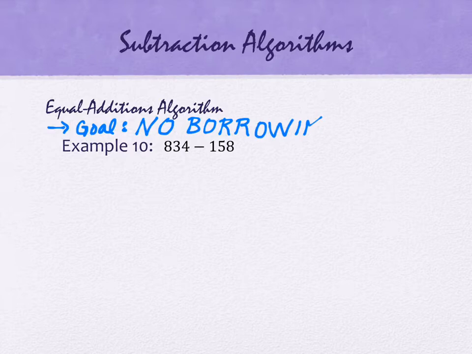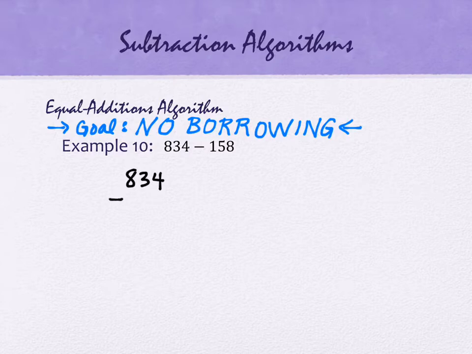If at some point in the problem you are still borrowing, then you did not finish the equal additions in the right way. Okay? All right, so we're going to write the numbers down just like we did in the other problems. 834 minus 158. And we're going to notice, just like in the last problem, that I can't take 8 away from 4.